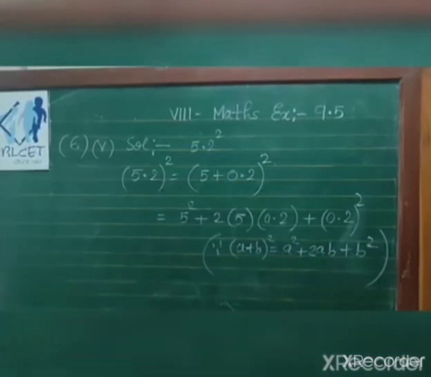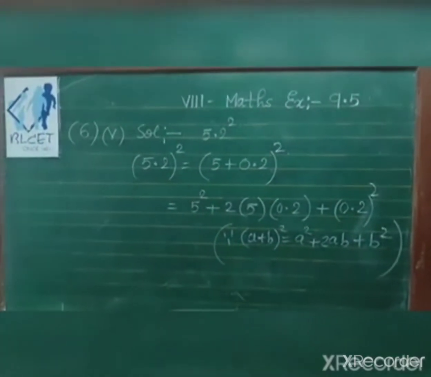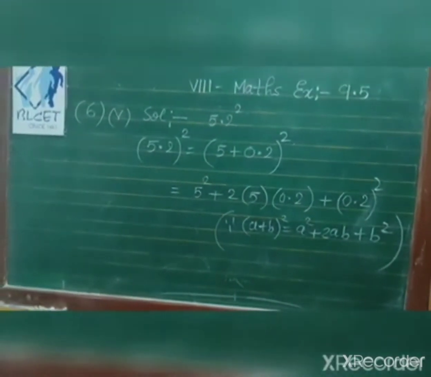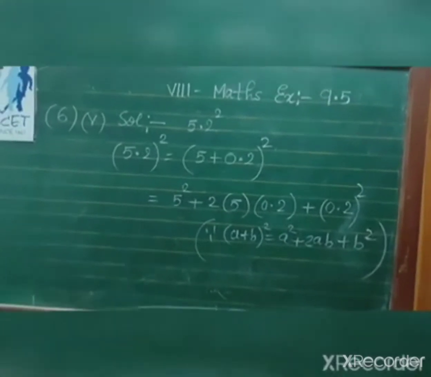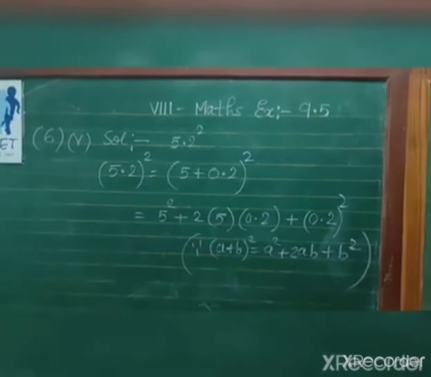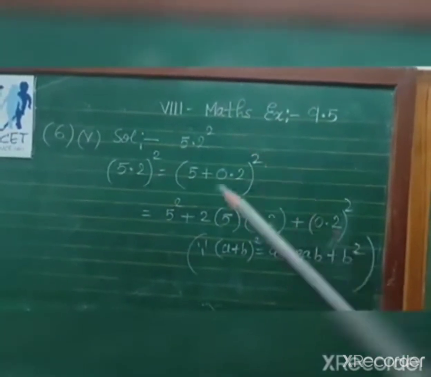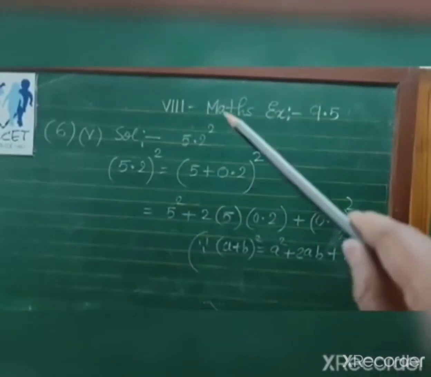Now in the fifth question, the rest of the sums you will solve. Now I am solving sub question fifth of question number 6. By using identities, we have to find the value of the given numbers. I will give you a hint in A, B, C, D, E, F, and the fifth one I am solving. So 5.2 whole square we can write as 5 plus 0.2 whole square. Again we will add, so 5.2 we will get.